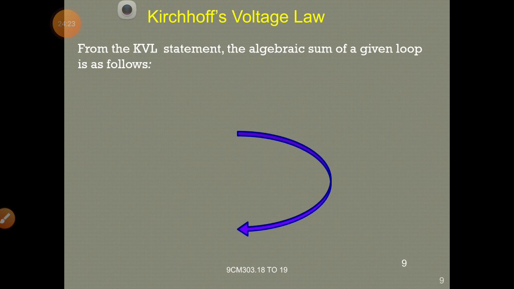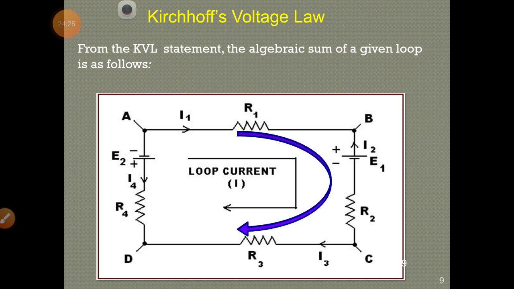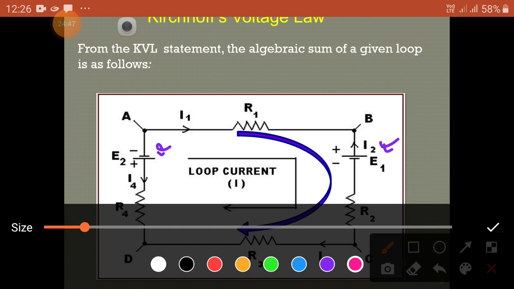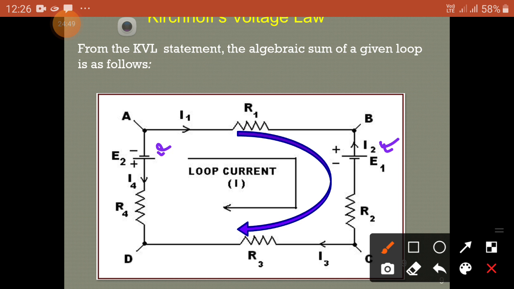Now you can see one problem. From the KVL statement, the algebraic sum of the given loop is as follows. So here you can see this is one voltage source, this is another voltage source, your father, your mother. Okay. Now this is your small family.